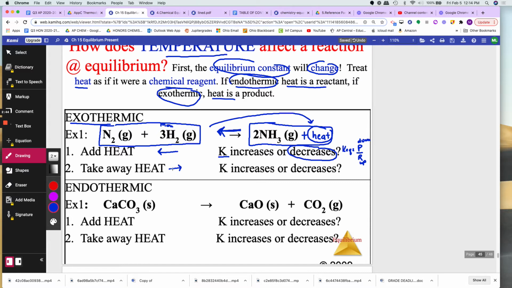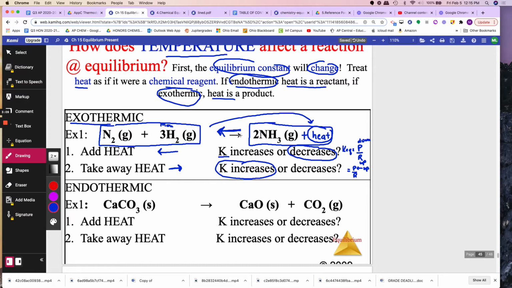Okay, so let's take away the heat. If you take away the heat, you're going to the right, which means K equilibrium is equal to products over reactants. If you go to the right, you're going to make more products, so the number of products will go up. So if the products go up, that means your K will also go up.